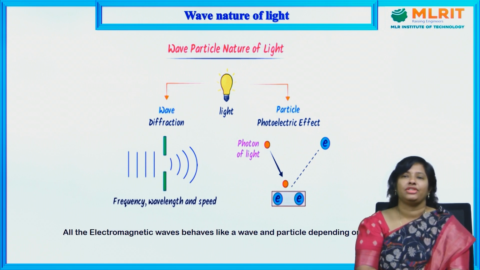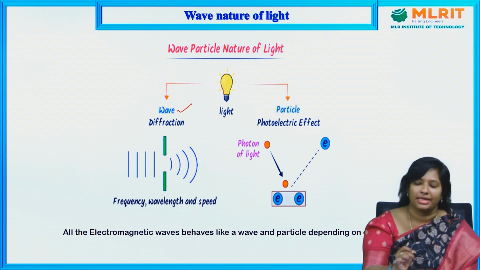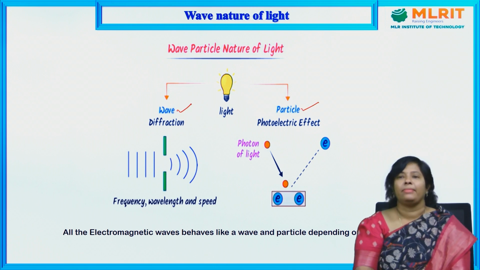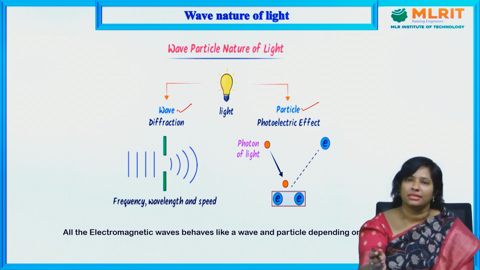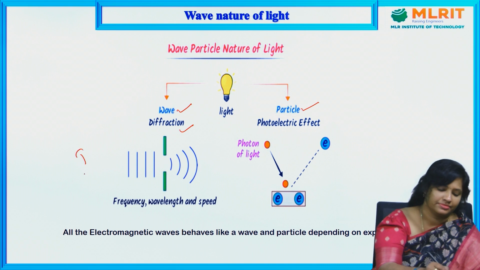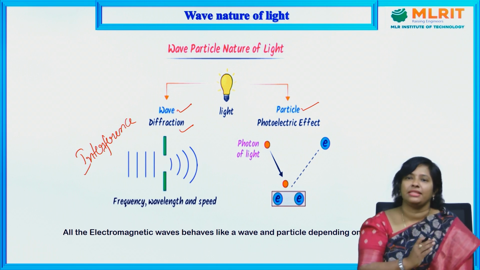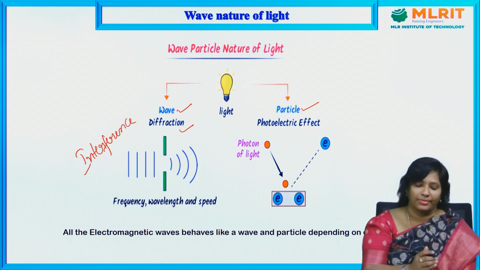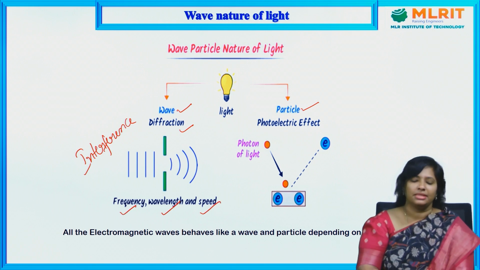Next, wave nature of light. Light has both wave nature as well as particle nature. Many experiments proved that light has both wave nature and particle nature. From diffraction and interference, it has been proved that light has wave nature, and properties are also noticed, like frequency, wavelength, and speed.